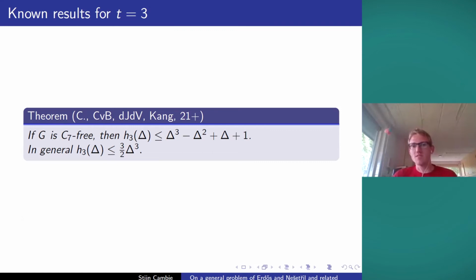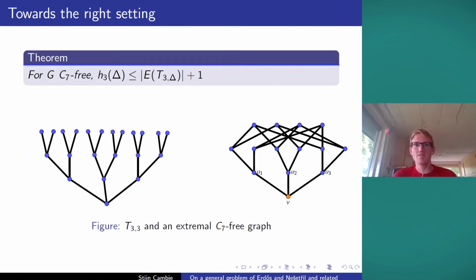We also have some bound in general, so 3 halves times delta cubed. So this is already much better than the trivial bound, but it might still be far off from the real bound, which might be, for example, of the order delta cubed if our conjectures are correct. And I just want to add some intuition on the bipartite case, because in this case, we seem to have a nice expression and some nice extremal graphs.